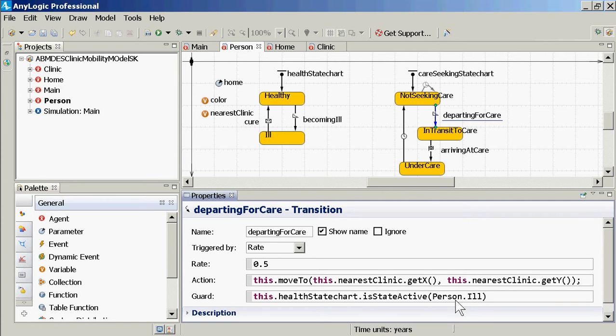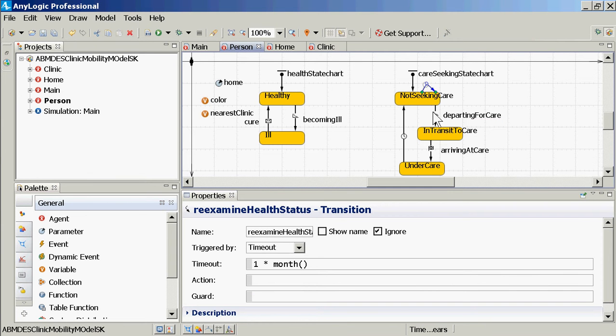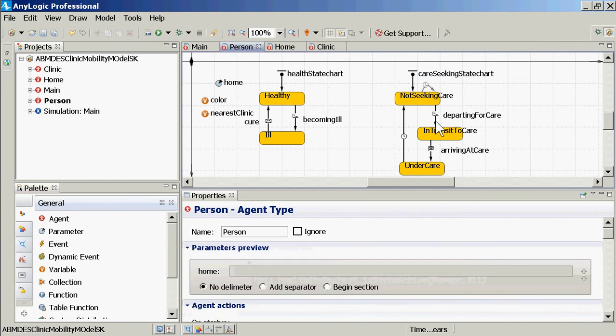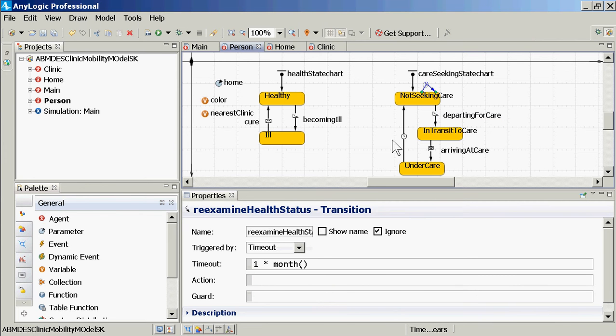Rather than re-examining it here periodically, I could have this departing for care be contingent upon receipt of a message, for example, a message sent while they're ill. That would be another possibility. I'm going to leave it like this for now, for simplicity, to avoid getting different people with different versions.